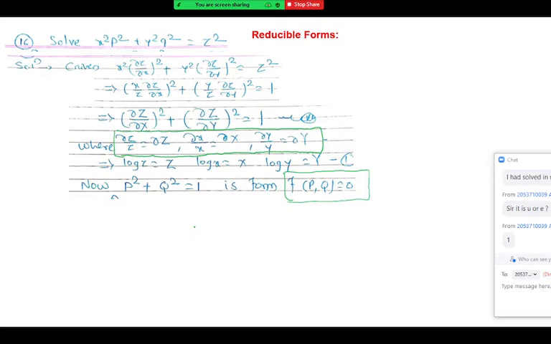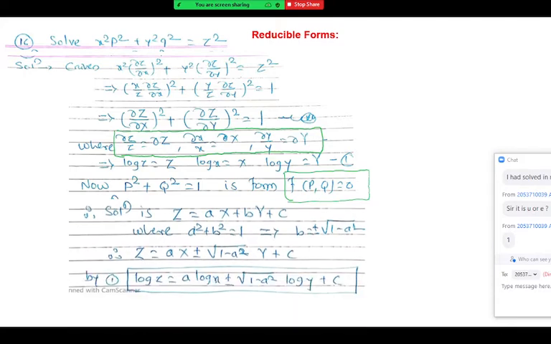Is it Z = aX + bY + c? So that's the solution we should write here: Z = aX + bY + c is a solution. Now everything is in capital X, Y, Z, the reason being that the PDE is in capital X, Y, Z right now.